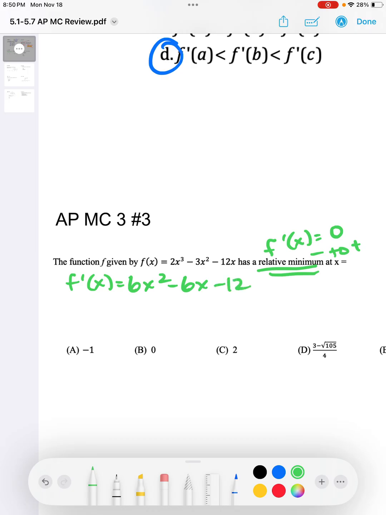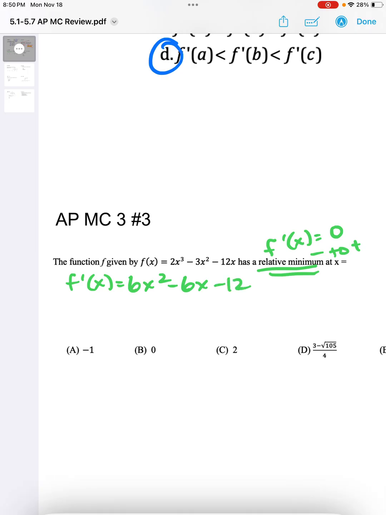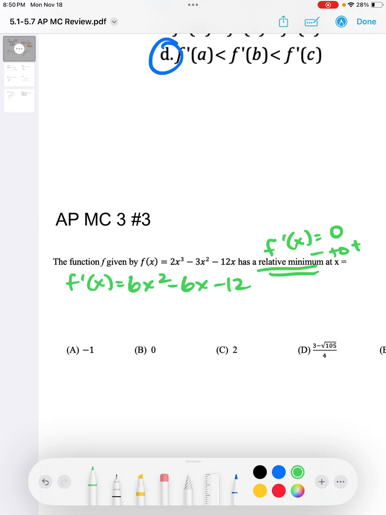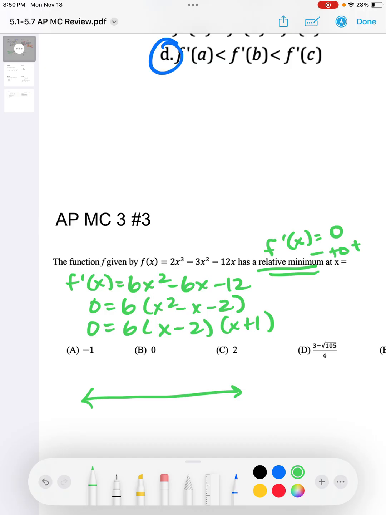That's going to give me 6x squared minus 6x minus 12. And set that derivative equal to 0. I'm going to factor out a 6 right away to give me x squared minus x minus 2. That's nice and factorable. So x minus 2, x plus 1. So I know that I have critical values to put onto my number line. So I'm going to label f prime as negative 1 and 2.